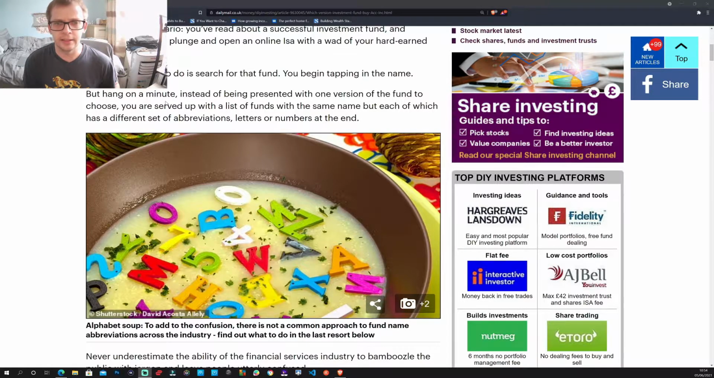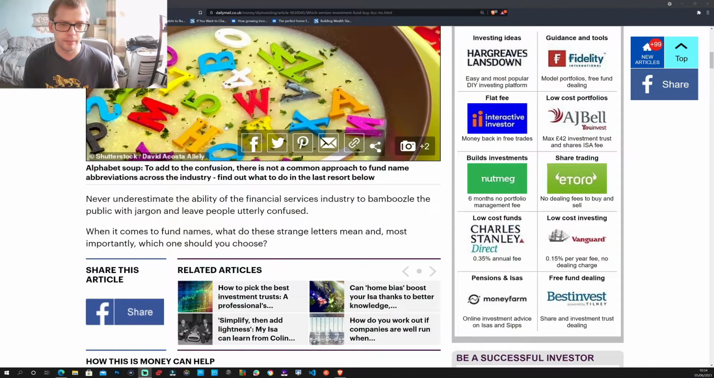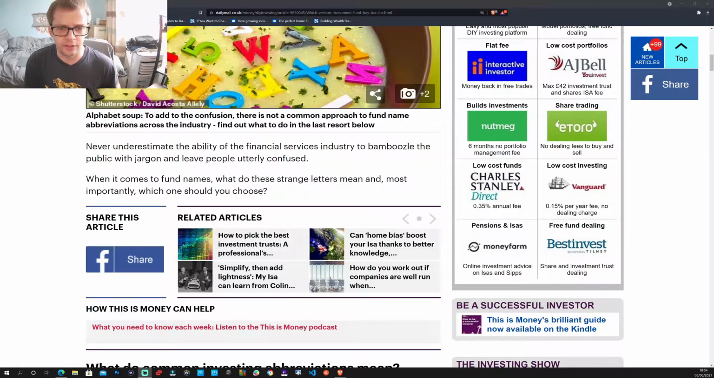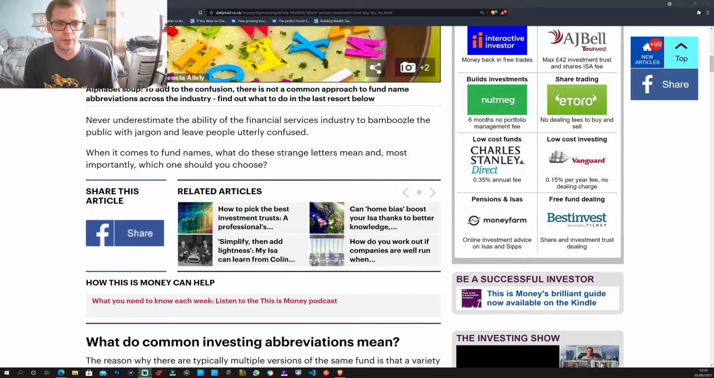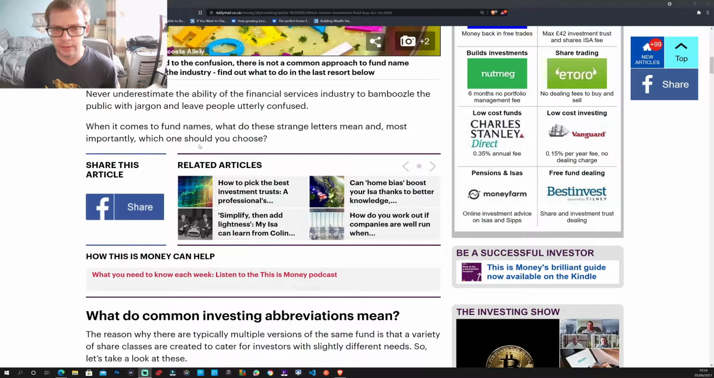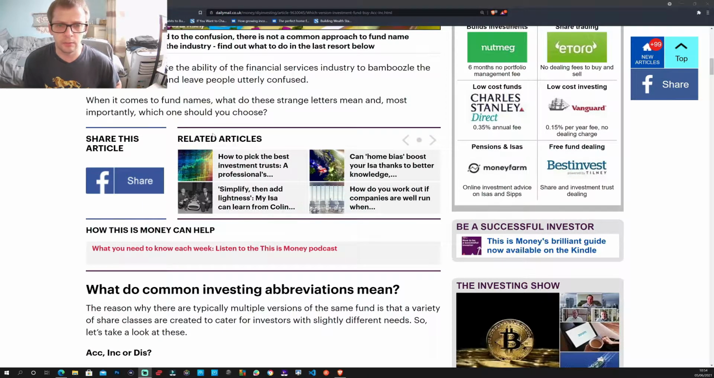You begin tapping in the name, but hang on a minute. Instead of being presented with one version of the fund to choose, you're served up with a list of funds with the same name, but each of them has a different set of abbreviations, letters or numbers at the end. So, never underestimate the ability of the financial services industry to bamboozle the public with jargon and leave people utterly confused. When it comes to fund names, what do these strange letters mean? And importantly, which one should you choose?